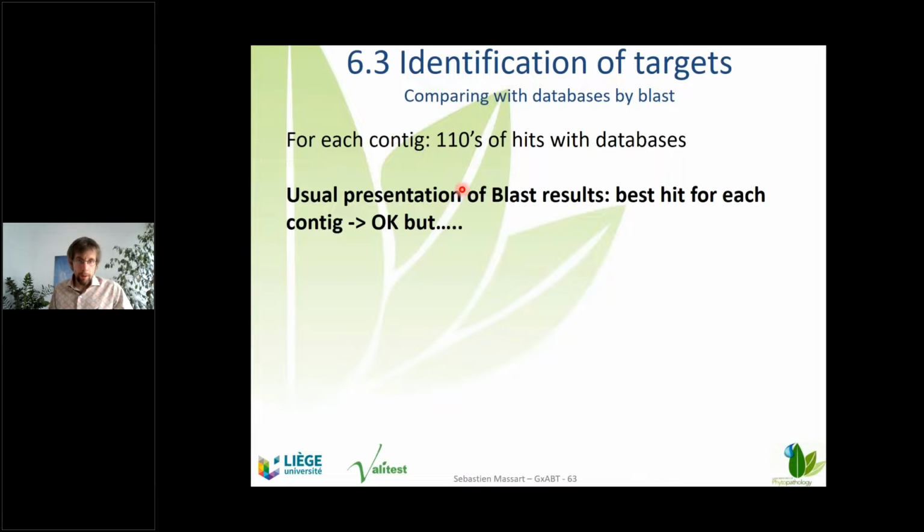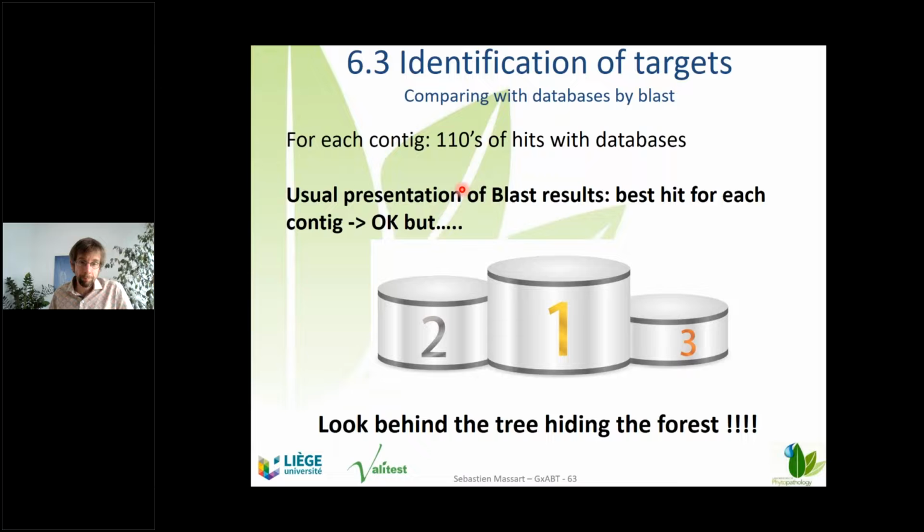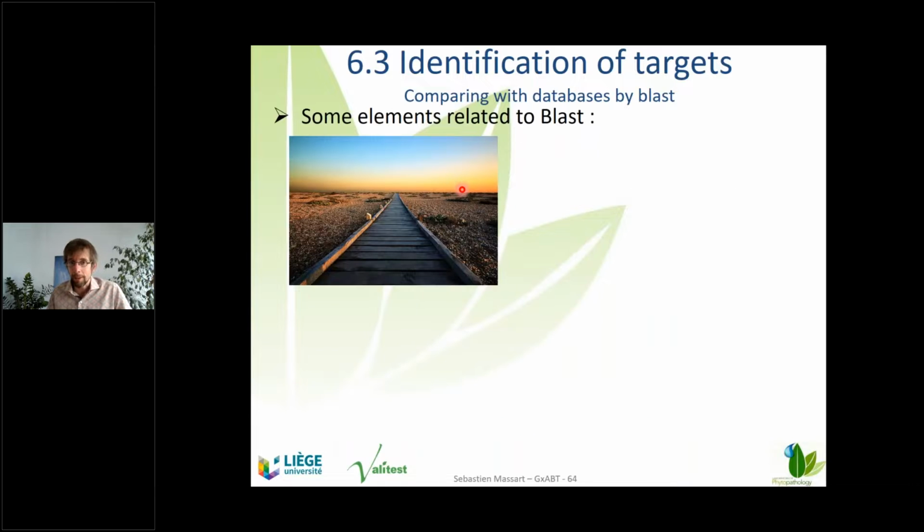Have a look also: for each contig you have hundreds of BLAST hits, but you will see only the first one. Here is a tip: once you make your first analysis of shotgun sequencing data, it's worth checking whether the first BLAST hit on your table is confirmed by the second and third hits, because the problem with databases is that you can have misassignations. You can have garbage, in fact. So always look at the tree hiding the forest.